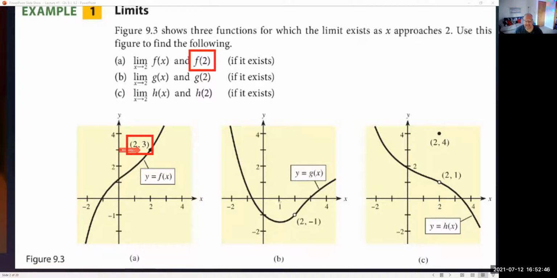Now, if you look at this one here, you'll notice that we have a hole at the point 2 comma negative 1. What does that mean? There's a hole there. Notice it's significantly different than the rectangle that I see here, right? It's got a hole. Now, what does that mean?